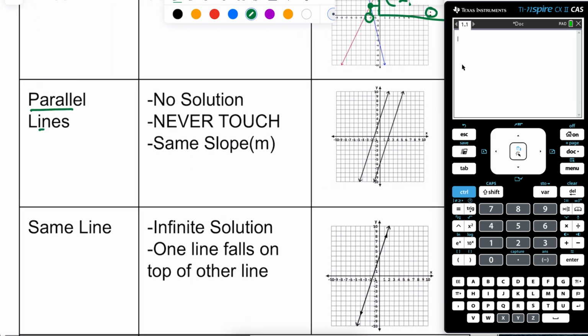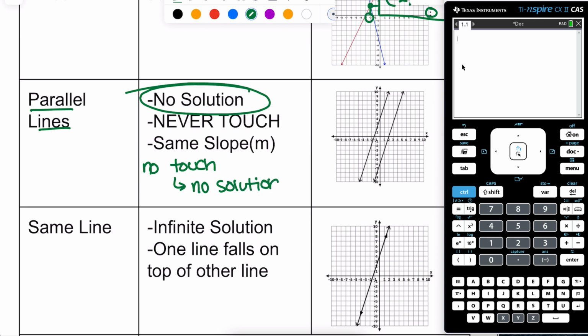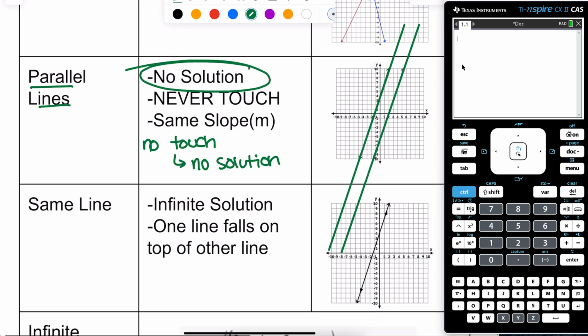Our next one are parallel lines. They never touch, so they have no solution. There is no solution to this because they never touch. No touch, no solution. Even if you drew these lines out and they went on forever and ever, they still would never touch. They don't ever touch.